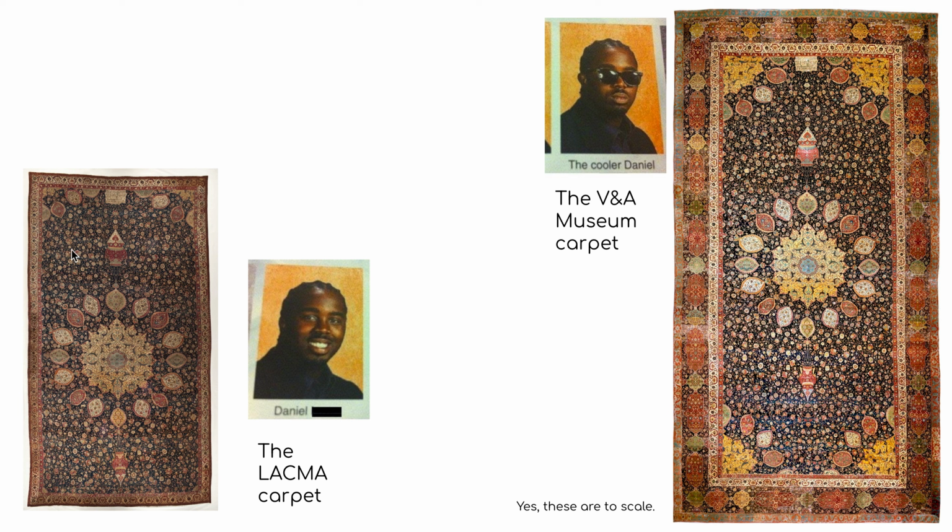You'll notice that in addition to the size being different in this carpet versus this one, this one is also lacking certain details, including these kind of like little motifs on the side right here, and then also this outer border.